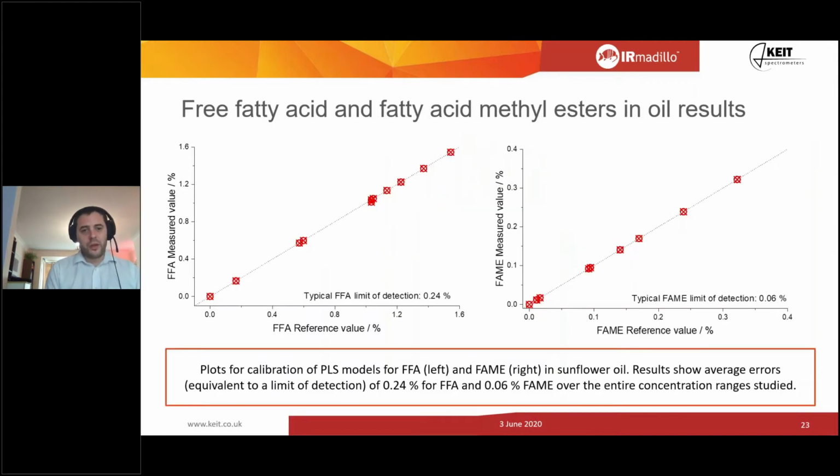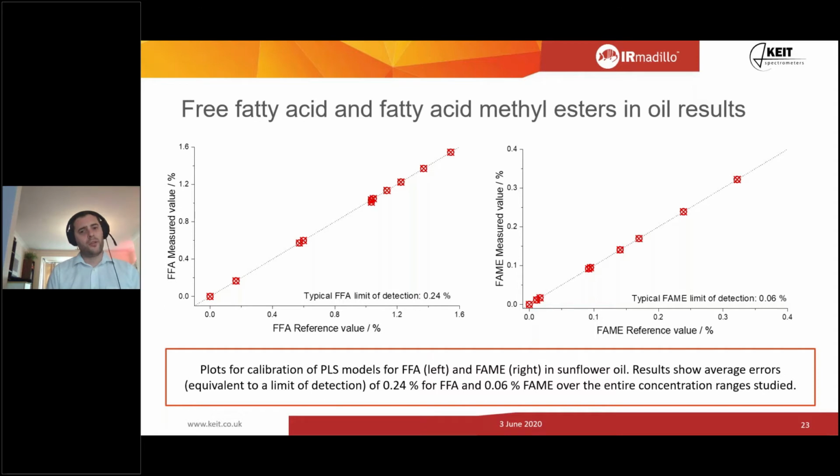We then went on to look at some quantitative measurements. So this is free fatty acid and fatty acid methyl esters dissolved in sunflower oil. So again, this is laboratory conditions. I appreciate these are effectively ideal conditions from clean samples. But we dissolved both FAMEs and FFAs in the same mixture. So they're both present at once, and there are lots of different types.